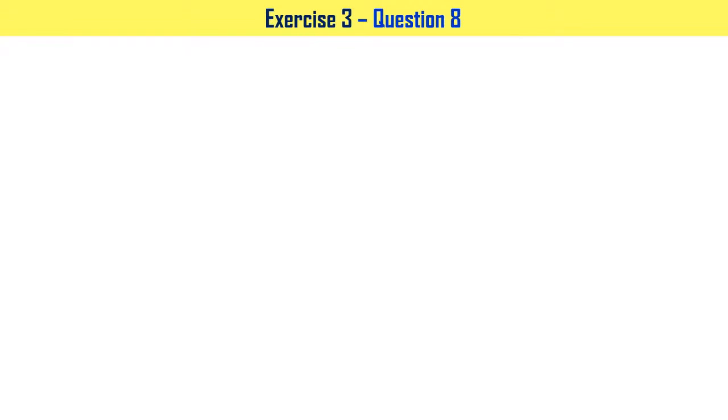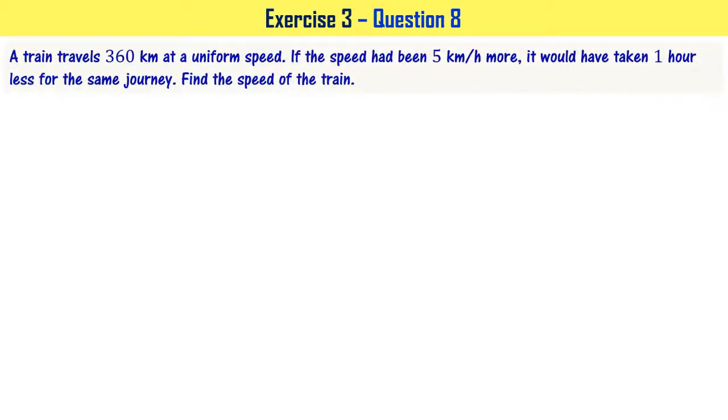Question number 8 is, a train travels 360 kilometers at a uniform speed. If the speed had been 5 kilometers per hour more, it would have taken 1 hour less for the same journey. Find the speed of the train.